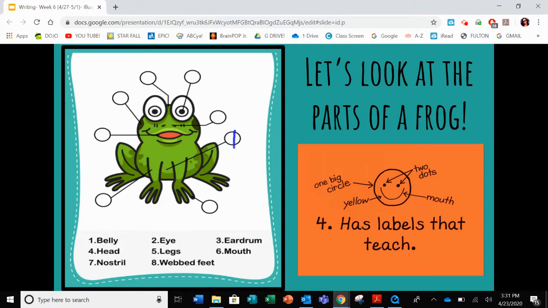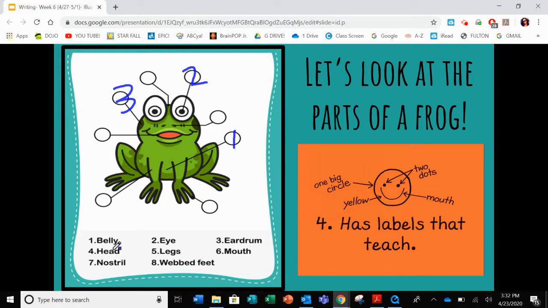That's number 1. Number 2 says eye. Where is the eye of the frog? Good. If you touch this bubble, you were right. Number 3 says eardrum. Eardrum. Where do you think the eardrum is? No, I don't think it's on the top of the head. No, that looks like its nose. There it is over here. This is the eardrum.